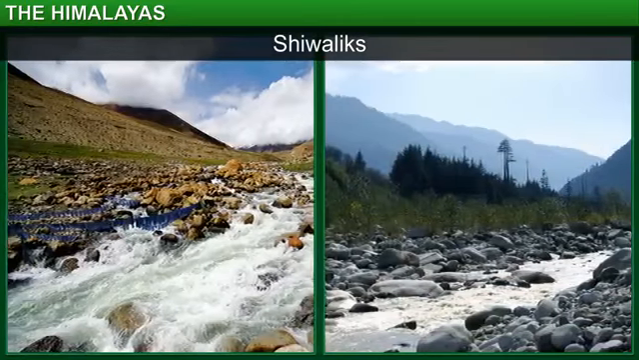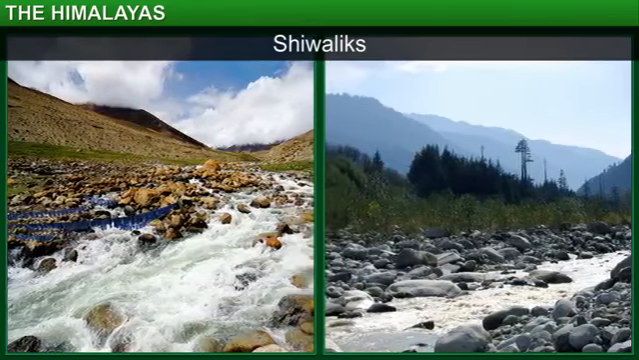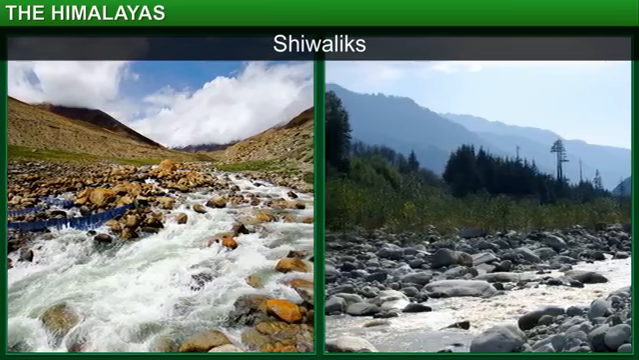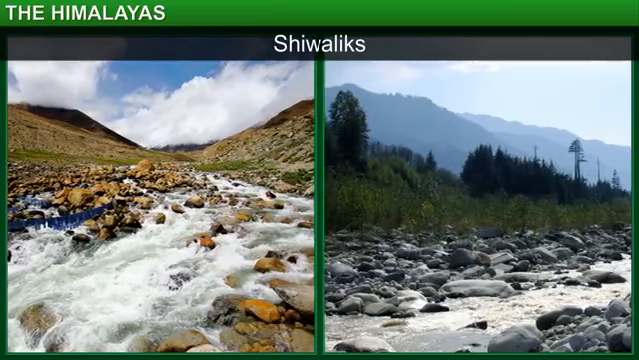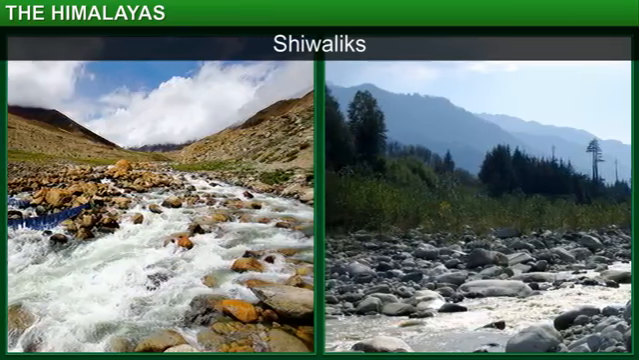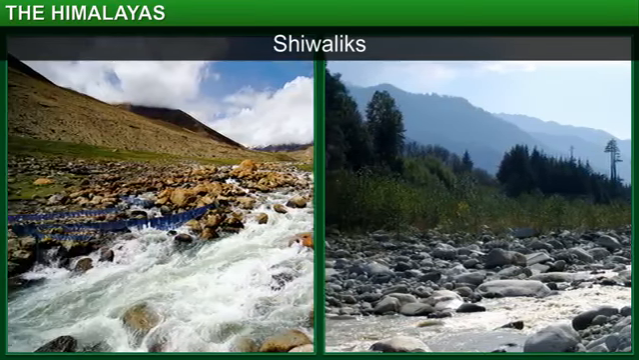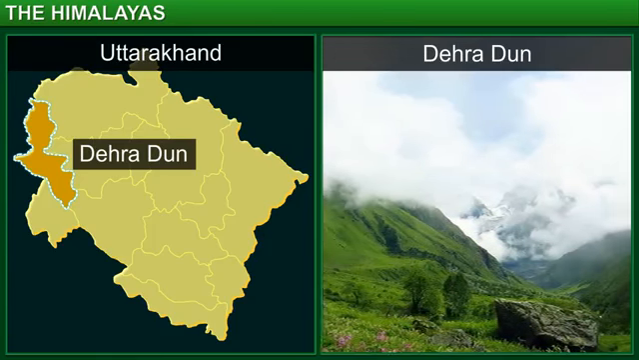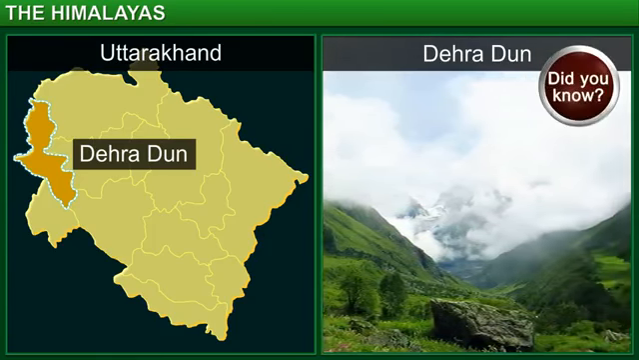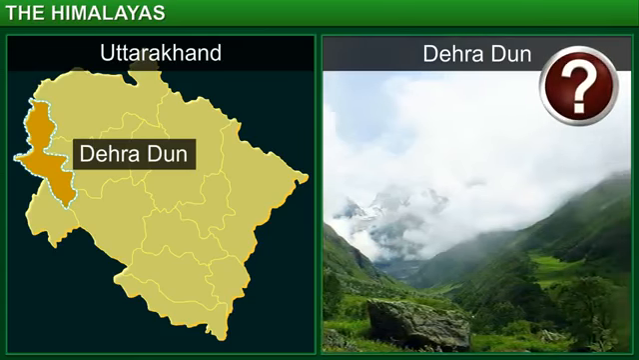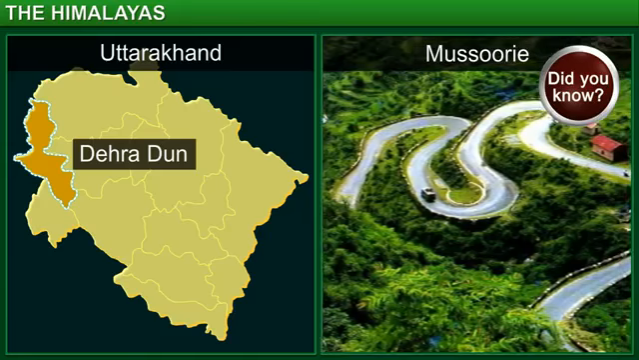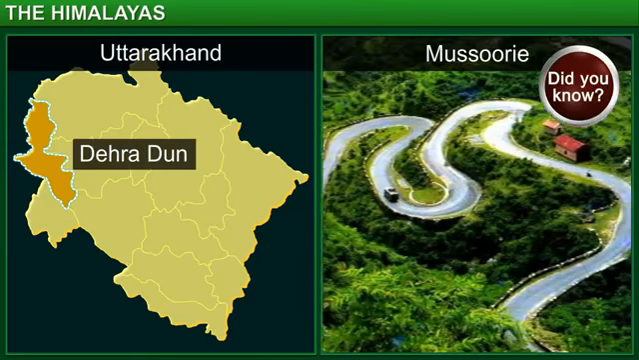The sediment consists of broken stones and soil. Therefore, the valleys of the Shivalik region are covered with thick gravel and alluvium. You may have heard of Dehradun. The famous hill station of Mussoorie is located in the Dehradun Valley in the state of Uttarakhand.